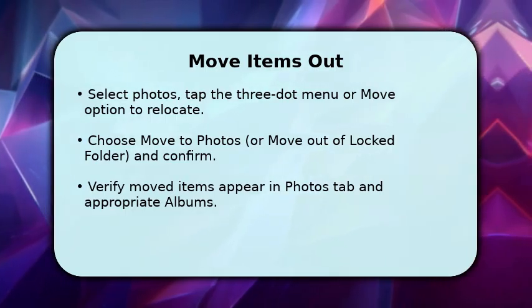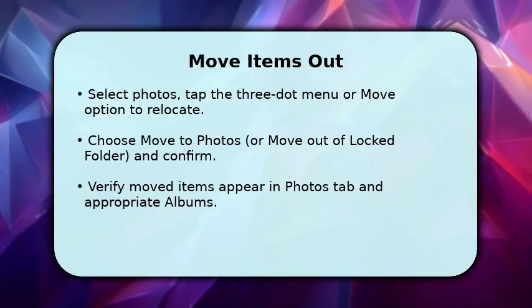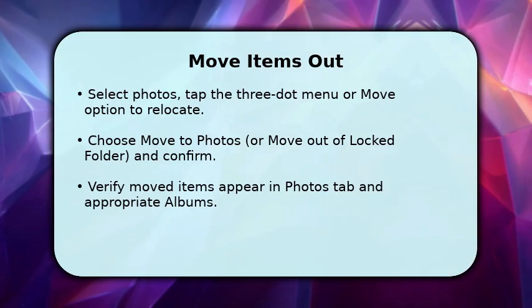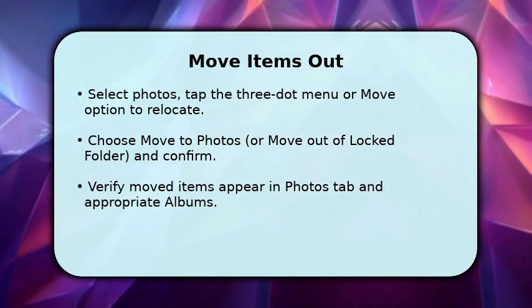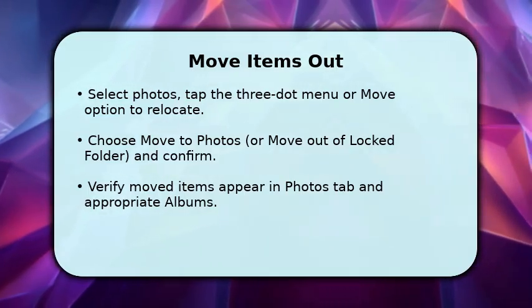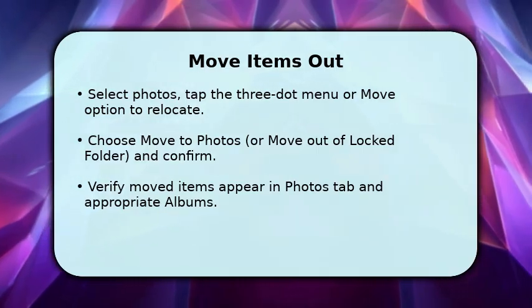This removes files from the secure container and restores them to your main library so thumbnails and backups can resume. Once moved, you should see them immediately in the Photos tab. Make sure to check albums or search by date if you don't spot them. Because Locked Folder blocks cloud backup, this move is the simple way to reinstate normal access and syncing.